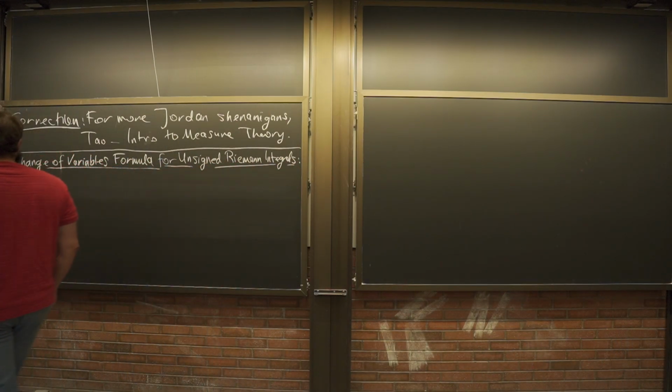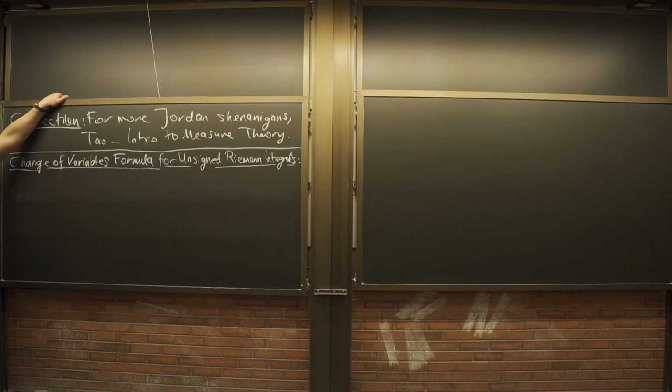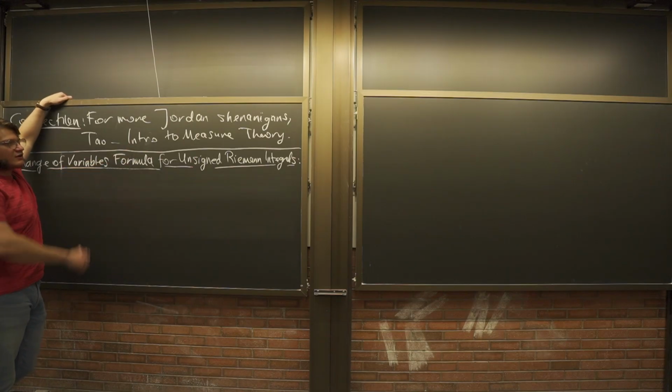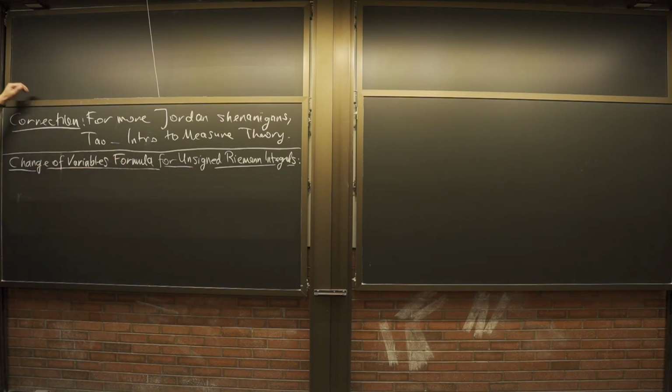OK, one correction. I mentioned this book by Terence Tao. I called it Epsilon of Room. That's a different book by Terence Tao. So if you want to learn more about this Jordan content business, you should search for his book called Introduction to Measure Theory. If you search this, he has this on his web page for free, so you can have a look, all that stuff.